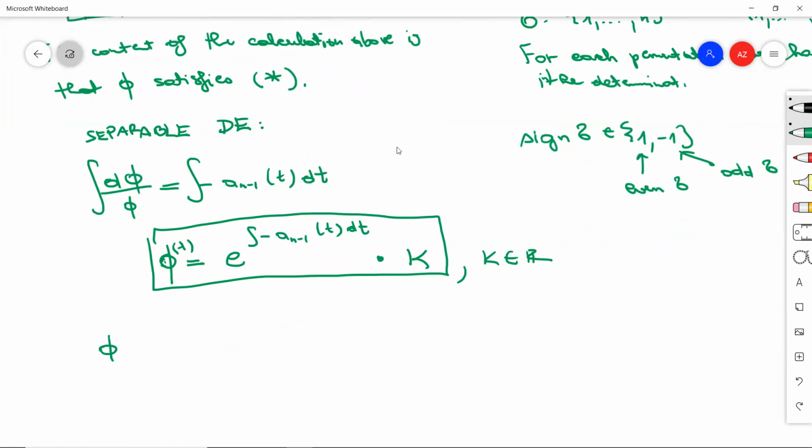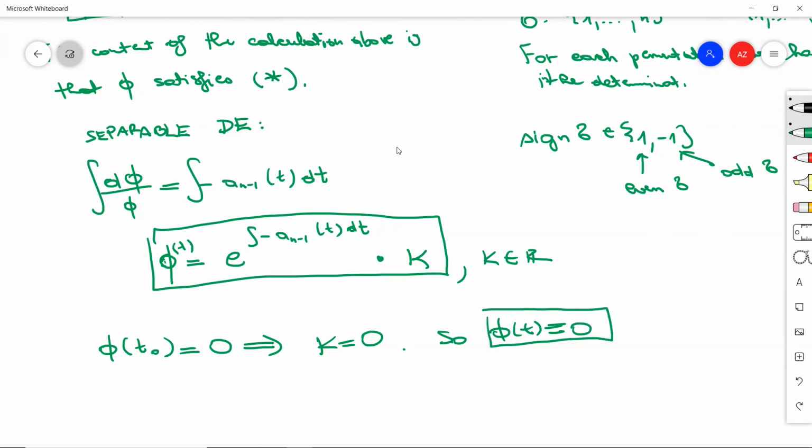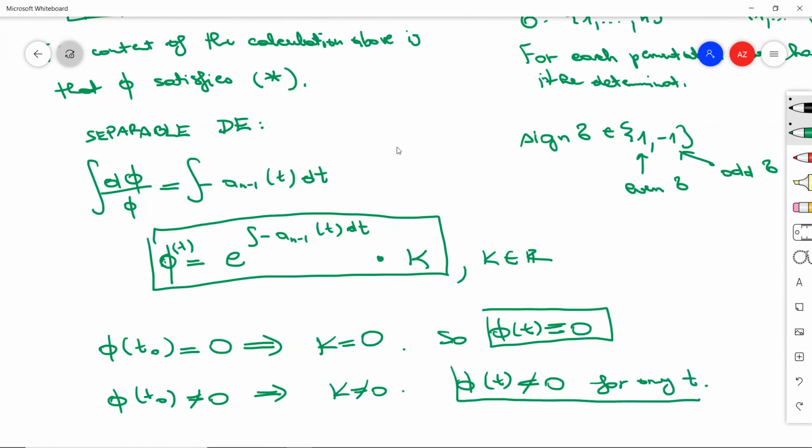So if phi of t naught is 0, what does it mean from this formula? k is 0, and if k is 0, then phi of t is constantly equal to 0 for every t. But if phi of t naught is not 0, then k is not 0, and phi of t cannot be 0 for any t. So this proves our theorem. If the determinant of the Wronskian is 0 in some point, then it's 0 in every other point.